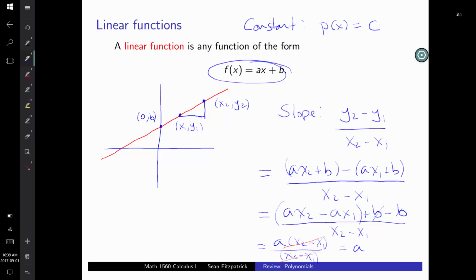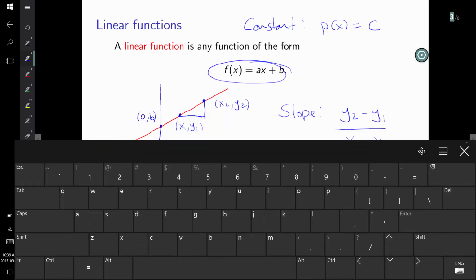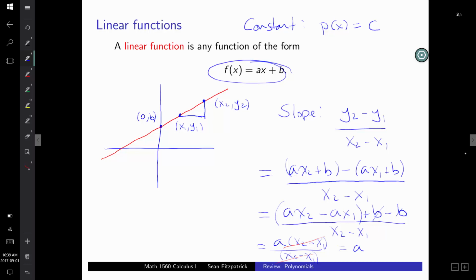So slope is constant for linear functions. One of the reasons we like linear functions, they are super simple. Okay, now let's jump ahead.